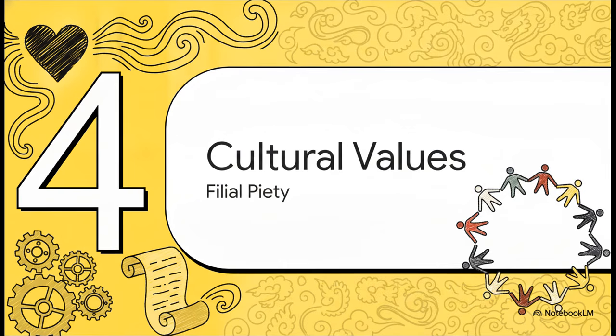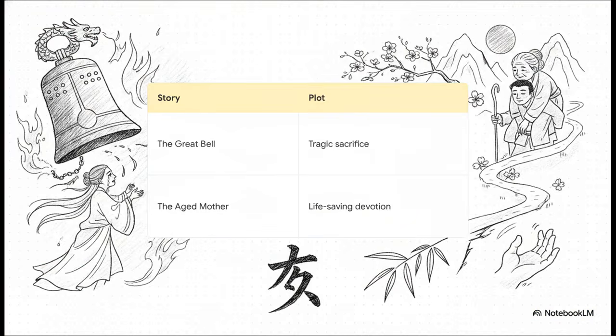Which brings us to Section 4, Cultural Values and Filial Piety. Let's connect all these mechanics of plot and conflict right back to the cultural heartbeat of these texts. In Afro-Asian literature, communal identity is fiercely expressed through the narrative. Take two very famous stories you might actually see on your exam.